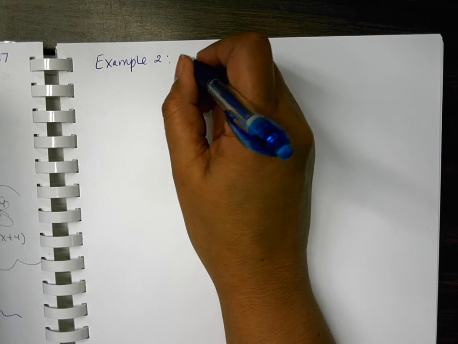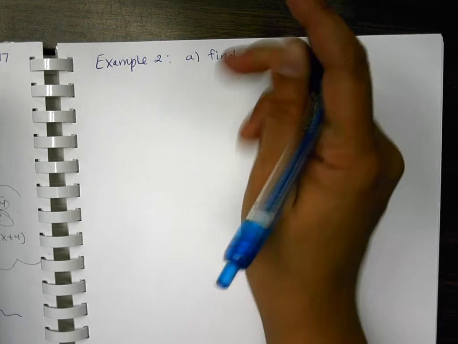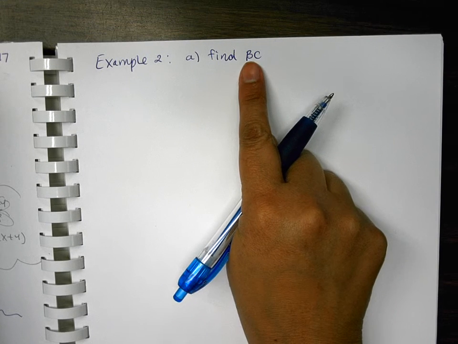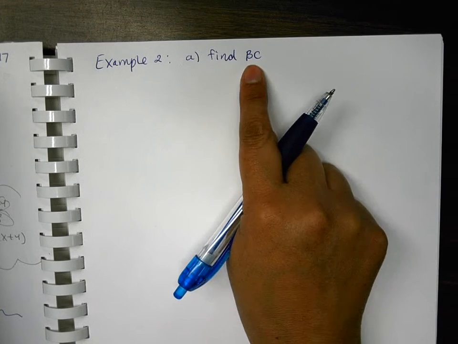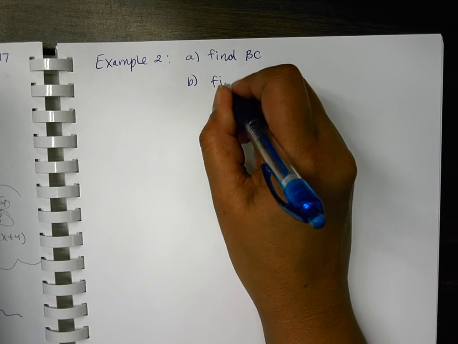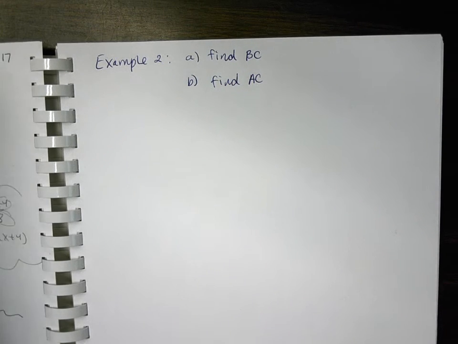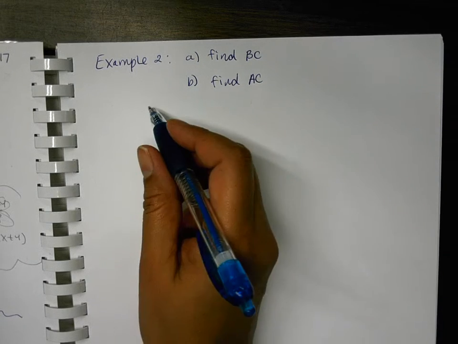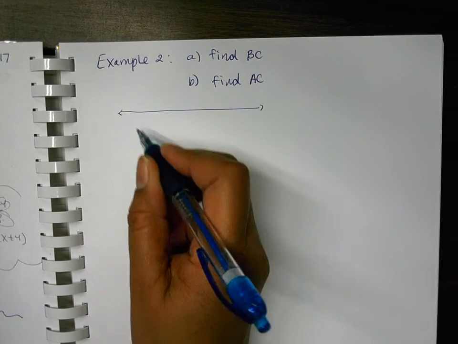All right, A, I'm going to have you find BC. Remember, when it's written like that, BC with no segment, this is the same as saying find the length of BC. B is find AC, again, which means find the length of AC. All right, I'm going to draw my 3 parallel lines.